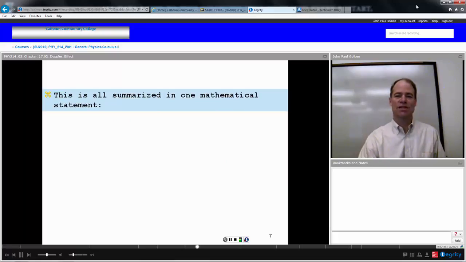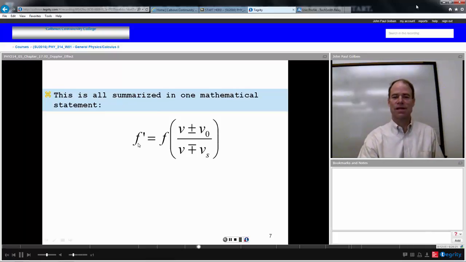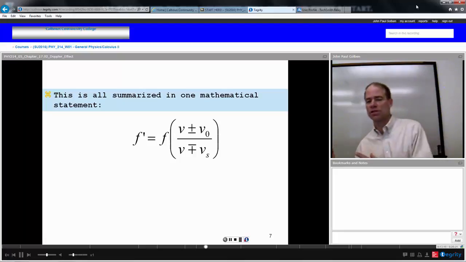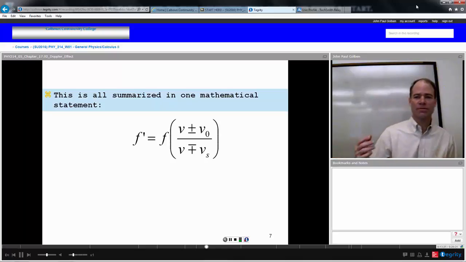So we wish to summarize all of this in one neat mathematical formula. It looks like this. The observed frequency, f prime, is equal to the actual frequency put out by the source. If you're right at the source, you would hear this actual frequency, times this: the velocity of sound, plus or minus the velocity of the observer, over the velocity of sound, minus or plus the velocity of the source. So there's several things that could change here. The velocity of the observer, either moving toward or backing away, or the velocity of the source, either moving toward or backing away.